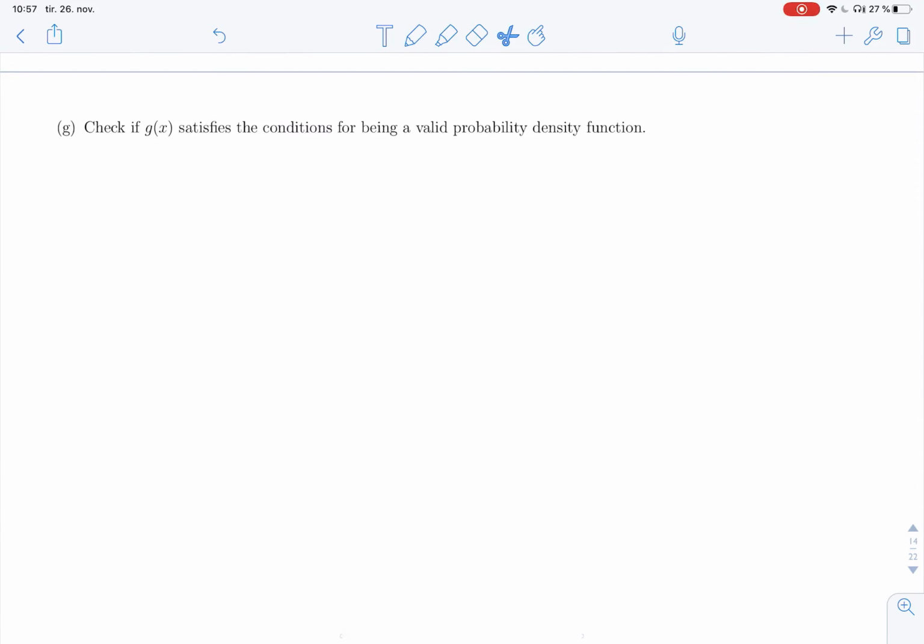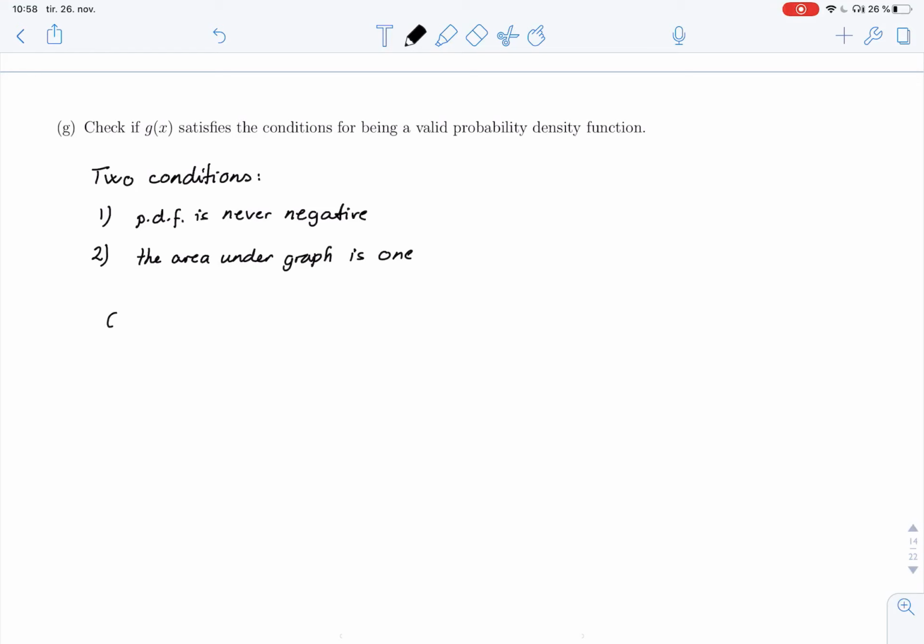In G, we need to check whether g of x satisfies the condition for being a valid probability density function. So there are 2 conditions. The first one is that a PDF is never negative. And the second one is that the area under the graph is 1. So we check.